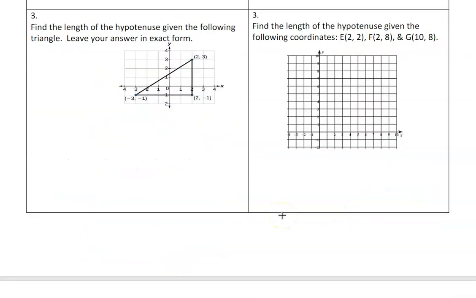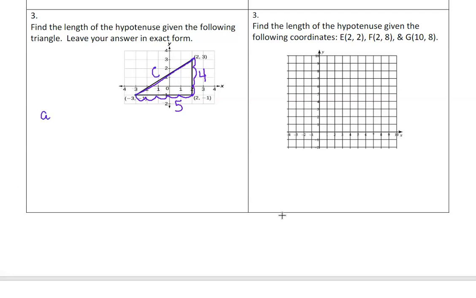This one we have a grid that we have to count. So we're just going to count the side lengths that go along the grid line. So on this one, we got 1, 2, 3, 4 boxes. So the side length is 4. And this one we have 1, 2, 3, 4, 5 boxes. So the side length is 5. Now we are looking for this distance right here. So that is going to be our C.